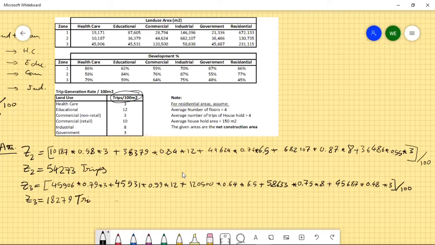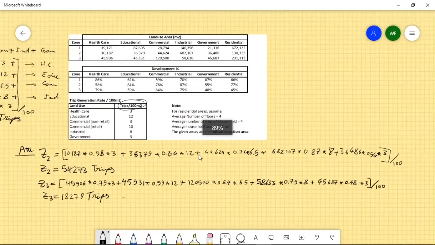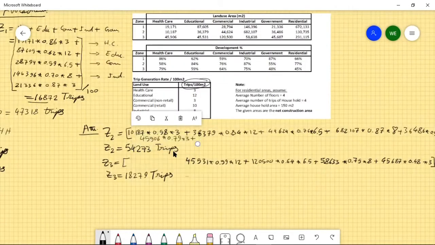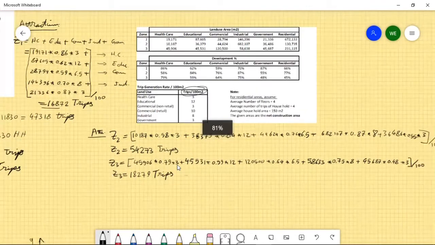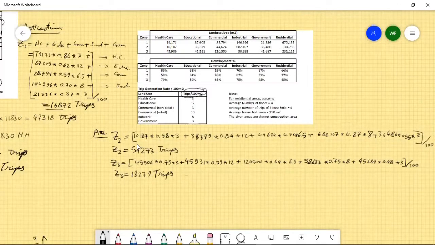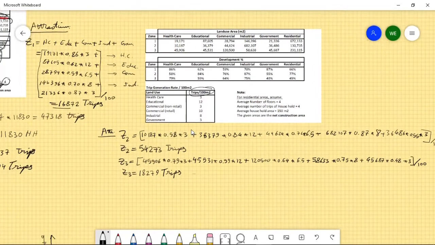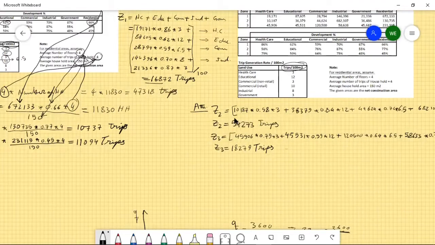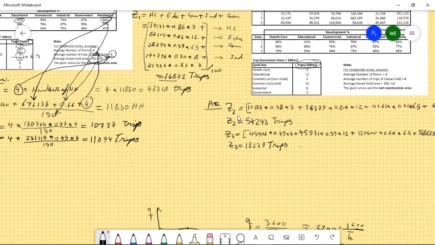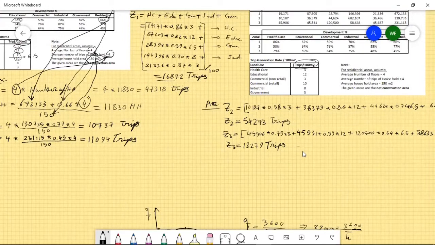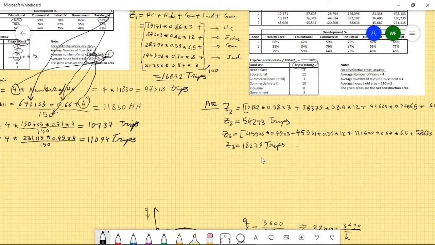Okay, thank you all. Okay, so now we are done with the production and attraction. Let's try to summarize our results and try to plot it in a meaningful way for us. Okay, so now we have these values here. We have our productions and we have, so now we have, let me just erase something from this board.